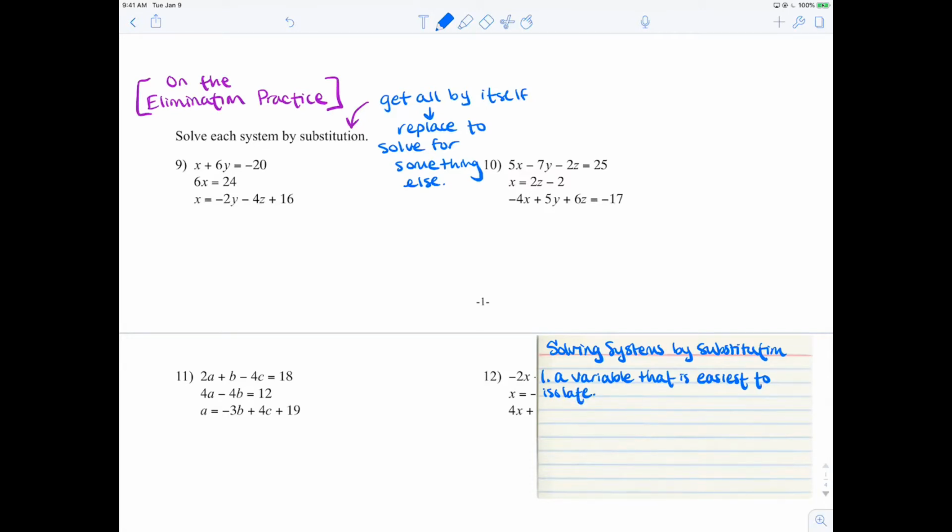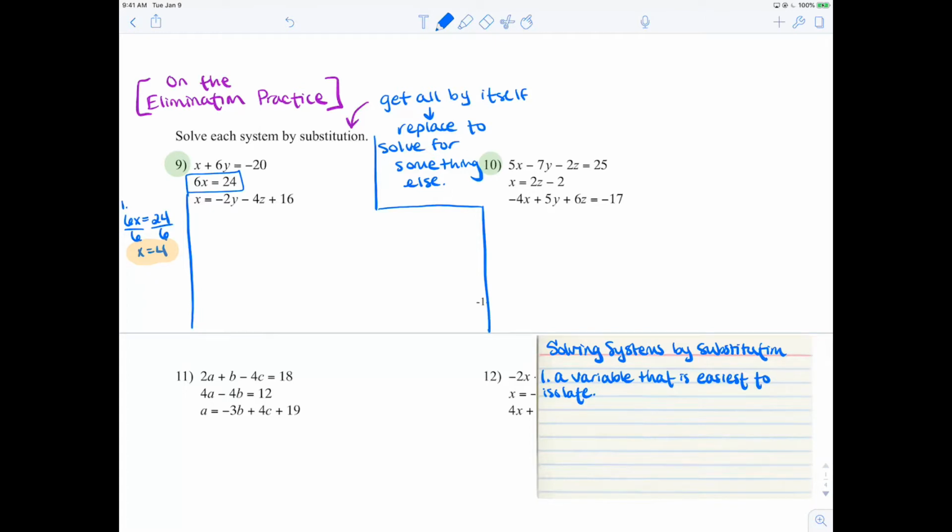And I see a number 9. We're going to do number 9 and 10 together here. The x is going to be the easiest to get all by itself, because 6x equals 24 is a one-step equation. Divide each side by 6. I get x equals 4, and that's the first value in our triplet that we will identify. And that was step number 1.